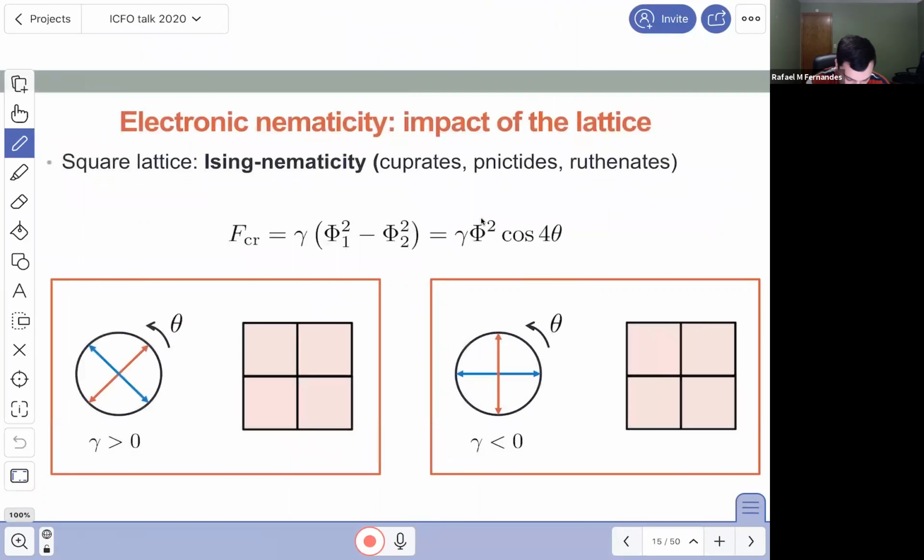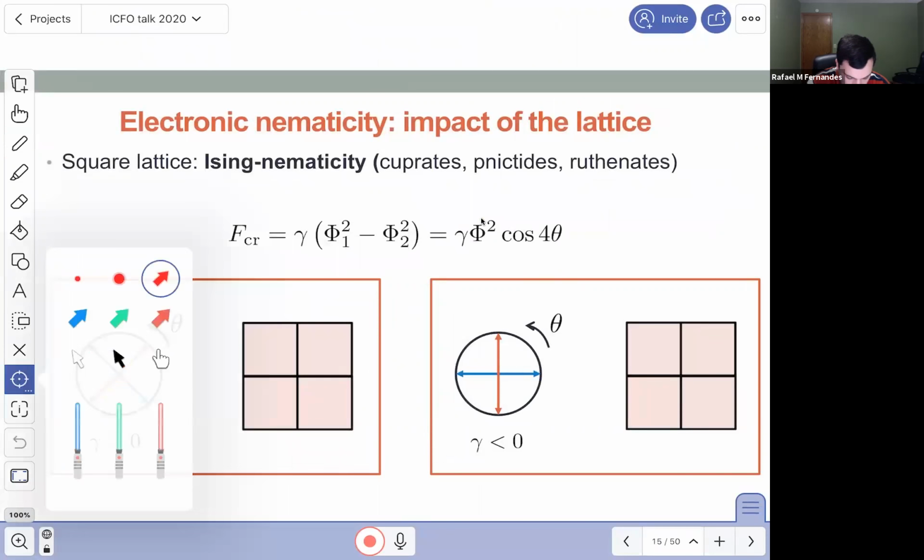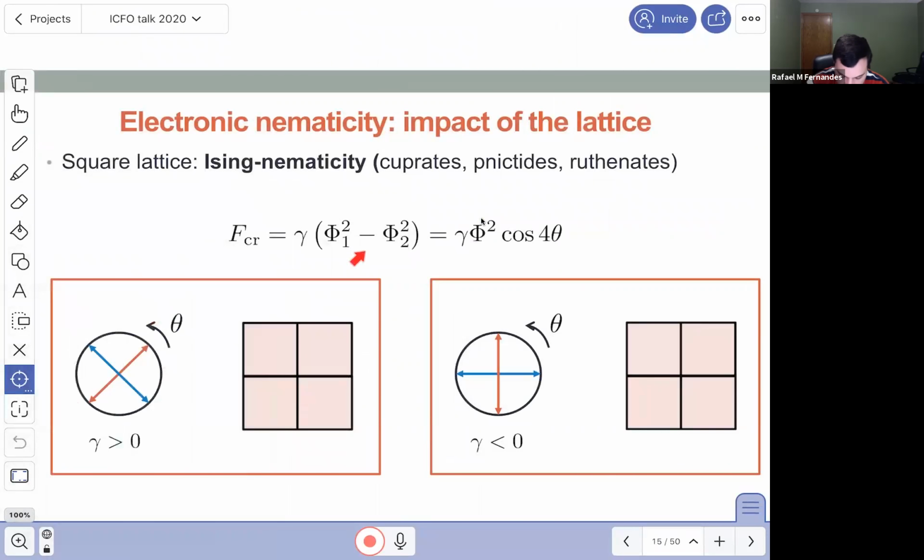I'm going to discuss the case of two different lattices here. Let me start with the square lattice. If you do this group theory analysis, you realize that the crystal gives rise to a term that is phi one squared minus phi two squared. Technically, for those of you that know group theory, all it means is that phi one and phi two belong to different irreducible representations of the tetragonal group. So you get this expression here. Now you see that it depends explicitly on the angle theta.